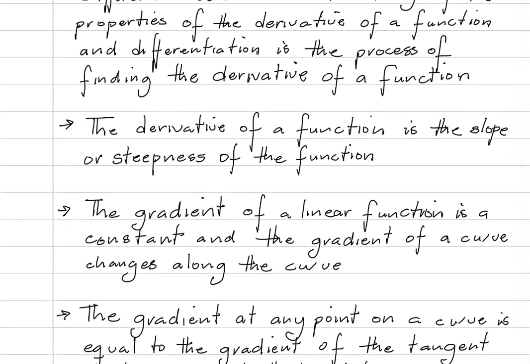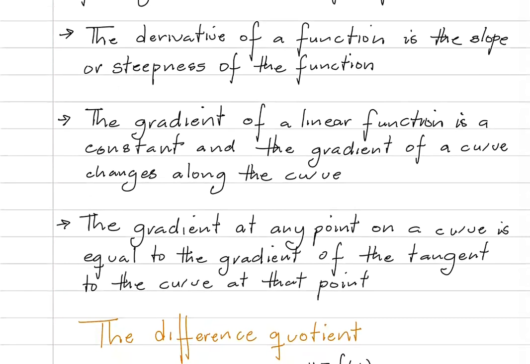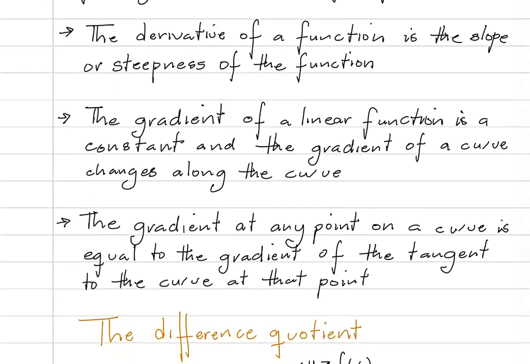So what is the derivative of a function? The derivative of a function is the slope or steepness of the function. All right, and from your knowledge of coordinate geometry, you know that once we're talking about the slope or steepness of a graph, what we're basically talking about is the gradient. That gradient is a measure of the amount of steepness. So differentiation, the derivative of a function, is actually the gradient of the function.